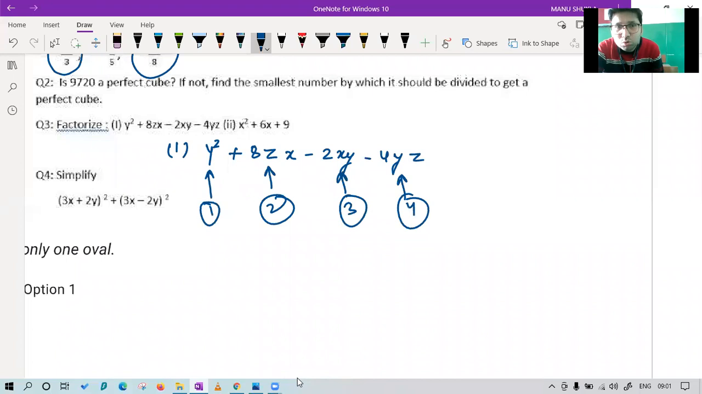Krishna is saying 1 and 4 also. Okay, Krishna, you can go with that also. It will give you the answer. So now let me go for 1 and 3 because I can see in these two nothing is common.